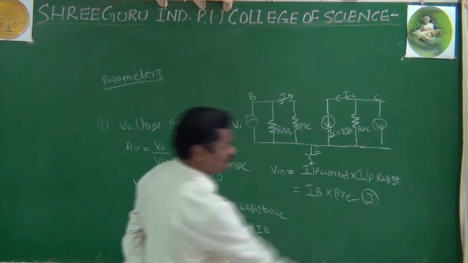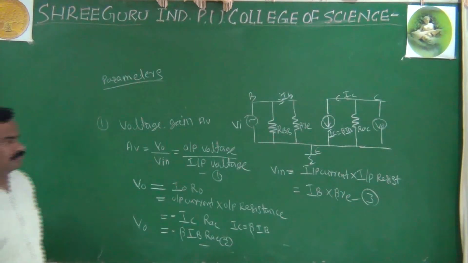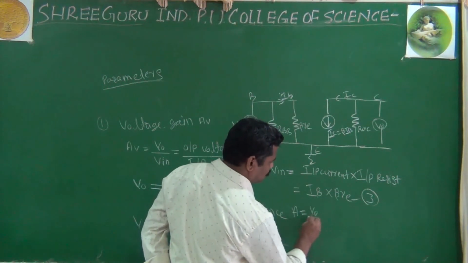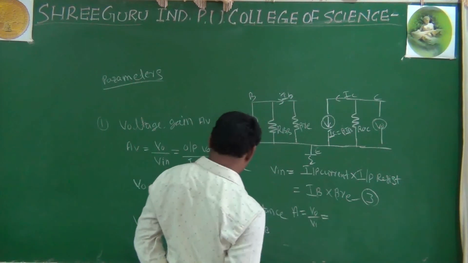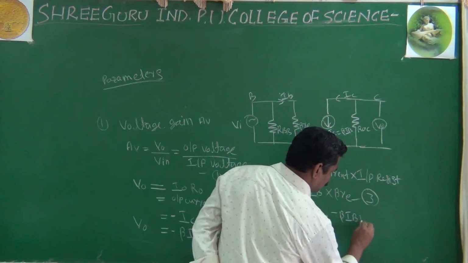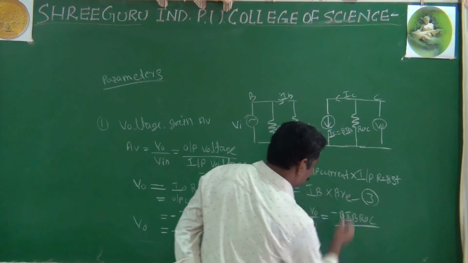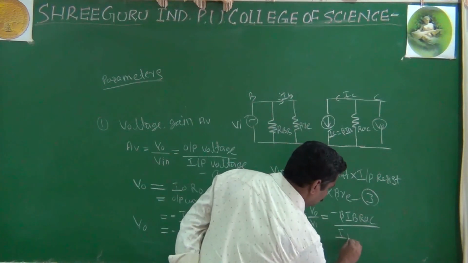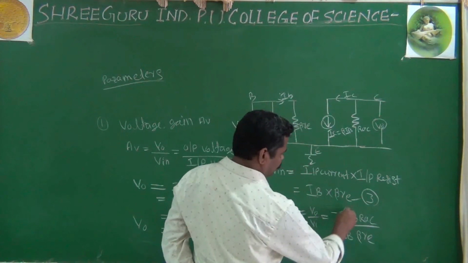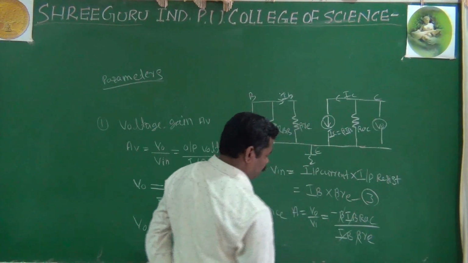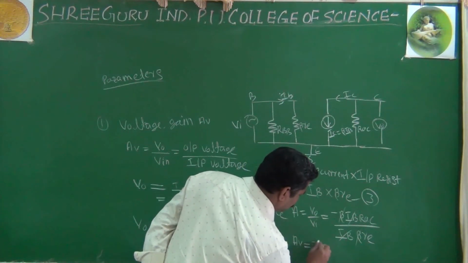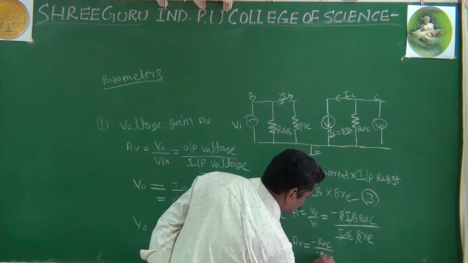If you want, you can substitute equations 2 and 3 in equation 1. That becomes A V equal to V naught by Vi. What is V naught? Minus beta into IB RAC, divided by IB into beta RE. We know beta IB cancel, and we get A V equal to minus RAC by RE.